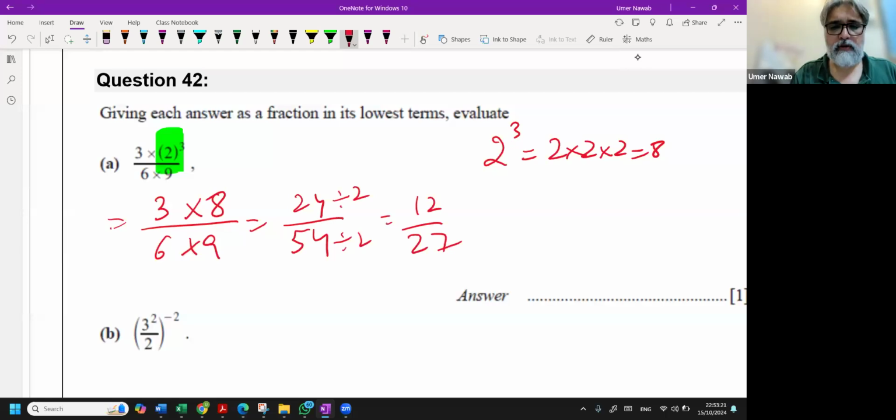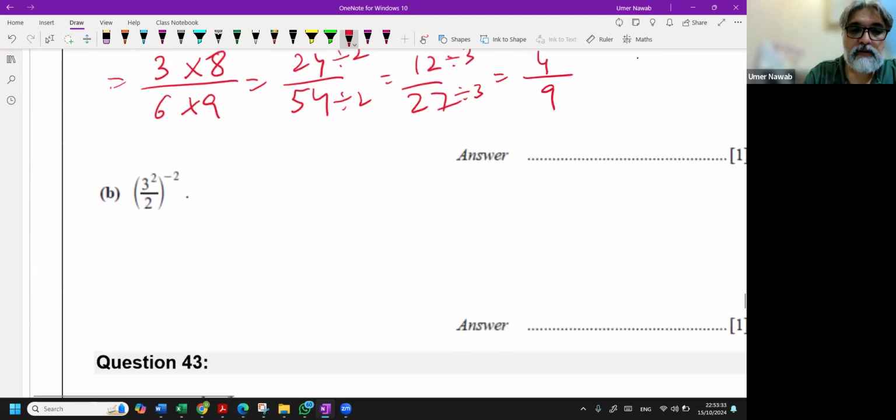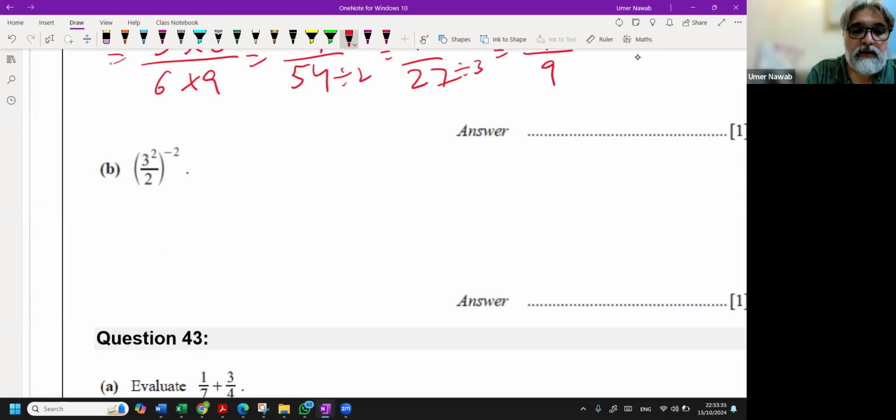Or on the table of 2, I can cancel it, because this is equal to 12 over 27 and divided by 3, 4 over 9. Next question is interesting. 3 raised to the power 2, which is equal to 3 times 3, I'm going to write it as 9. So 9 over 2 raised to the power negative 2.